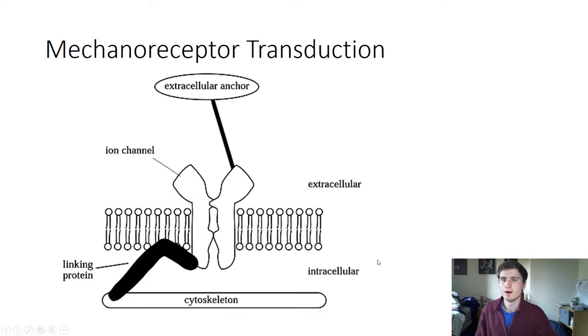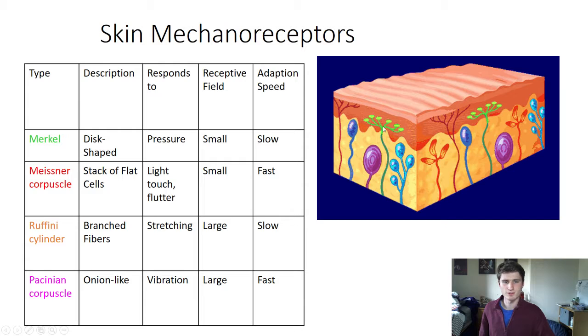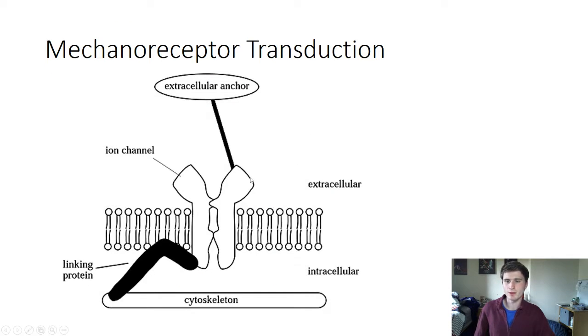That's fine. How does mechanoreceptor transduction work? Well, you've got this anchor, which are these receptors here. And these anchors, once they are activated, open up this ion channel, this sodium ion channel, which allows sodium to flood into the cell from the extracellular fluid.